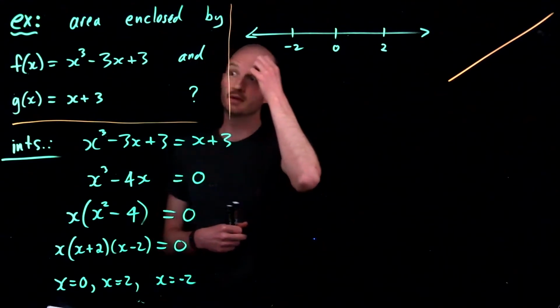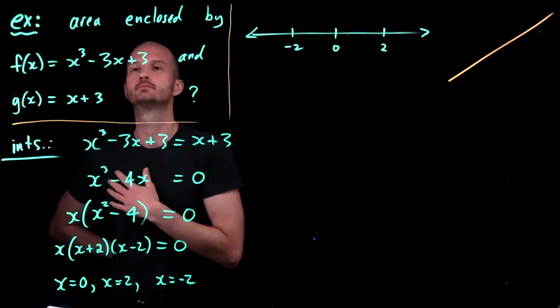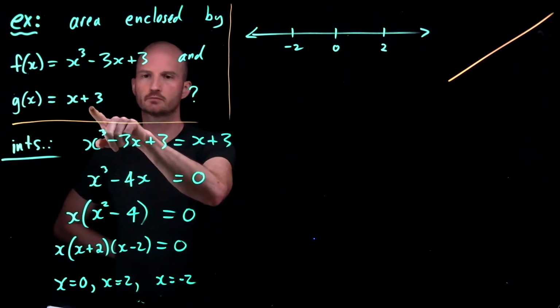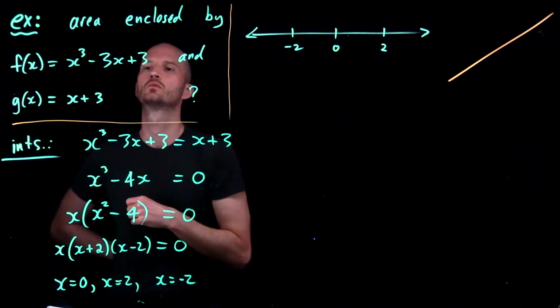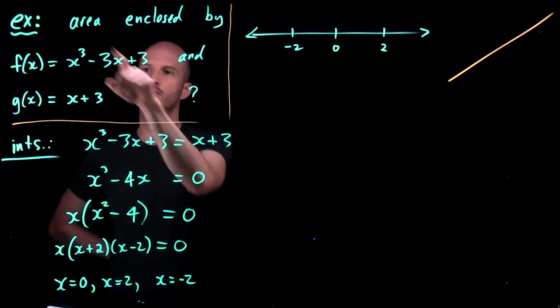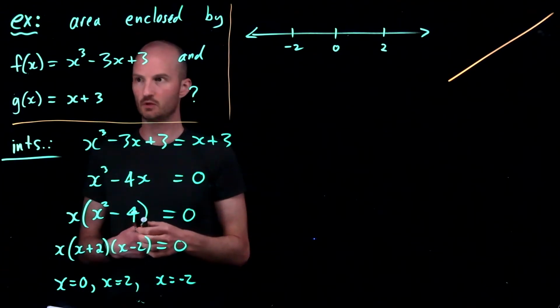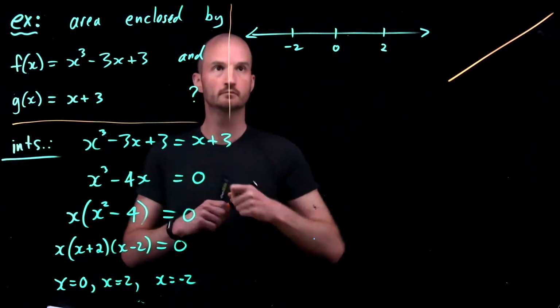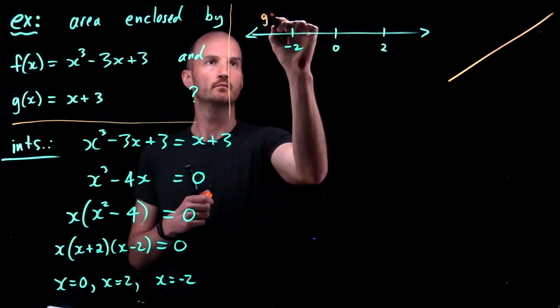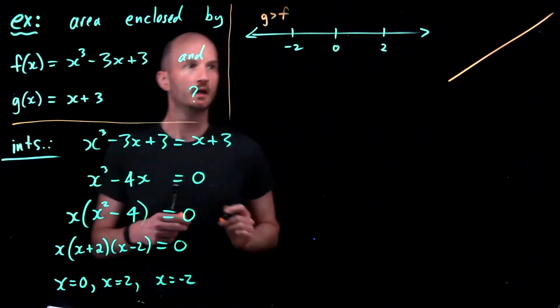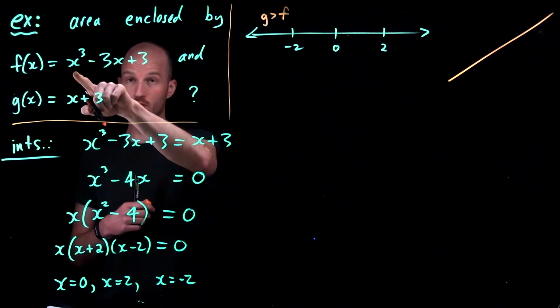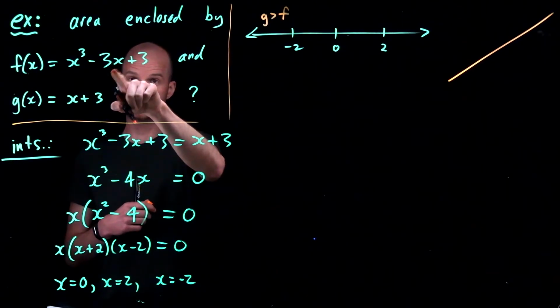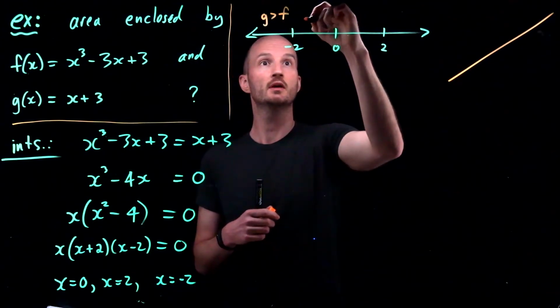If I plug in -3, what am I going to get? I'm going to get 0 here, and I'm going to get something quite negative for f. So G is bigger than f. If I plug in -1, I'm going to get 2 here, and I'm going to get -1 plus 3 is 2, 5. So f is bigger than G here.